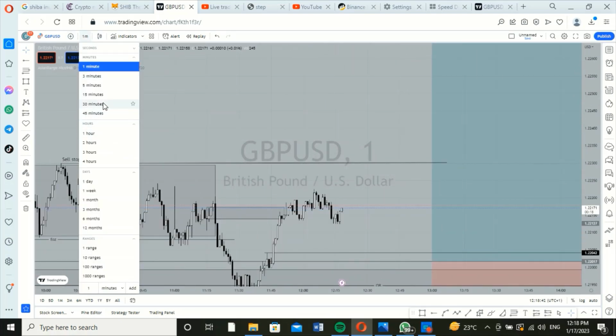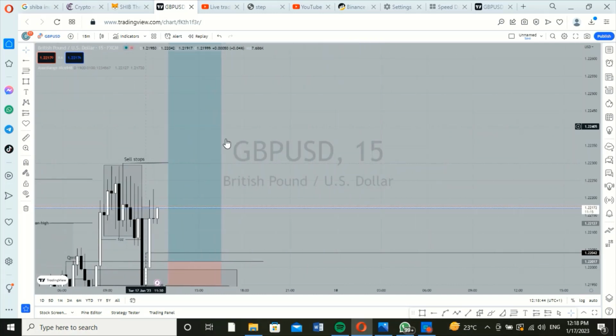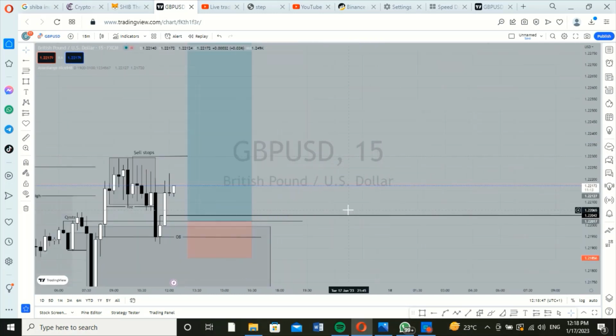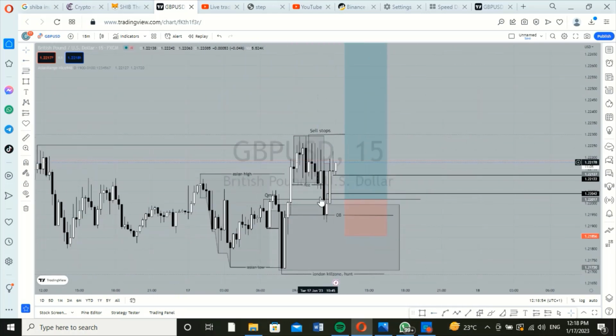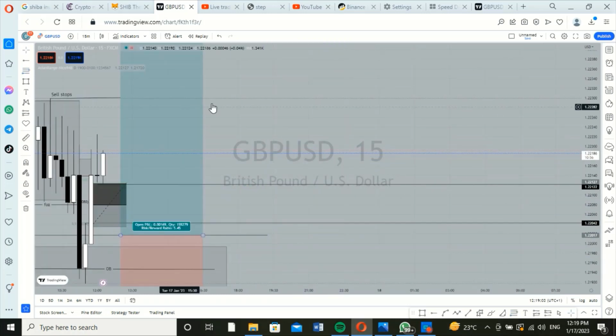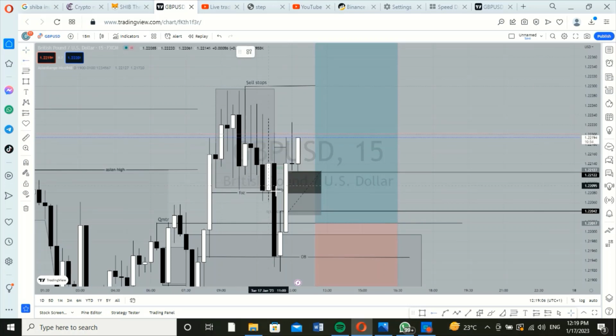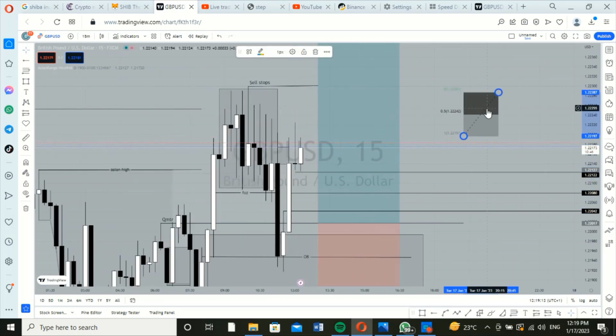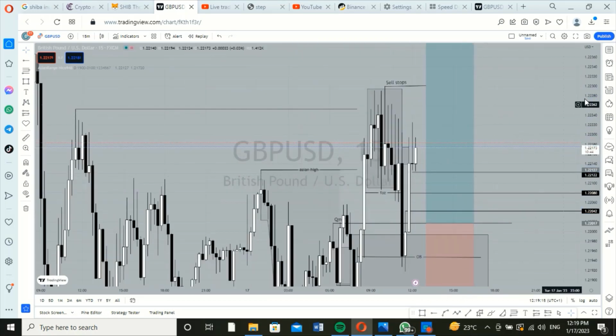So that's how the analysis has been, and right here you can see the gap imbalance between these two. We're having a gap right there on the London session. So, fair value gap right here. Then I mark the 50% right there. So we actually get to see what will happen on the New York session and how price will deliver this market.